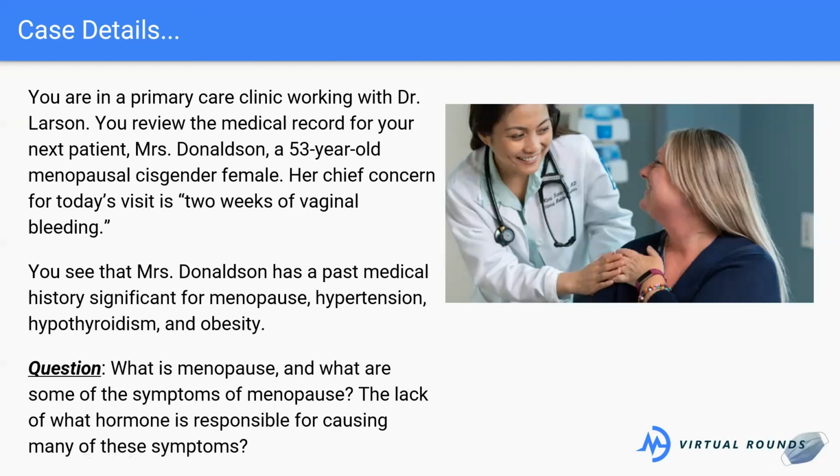Okay, so question for you guys. So this looks like this is the lady coming in that's postmenopausal. She's had 2 weeks of vaginal bleeding. So does anybody know what is menopause and what are some symptoms of menopause?